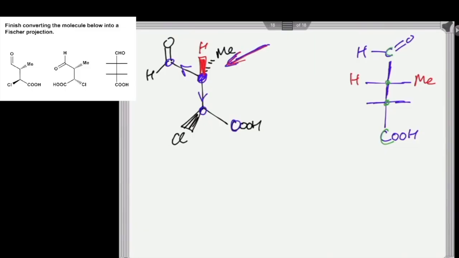So let's imagine you picked up the whole structure, right hand on my methyl group, left hand on the hydrogen, pick it up and look at it where the carbon chain is along the vertical axis, parallel with my body.